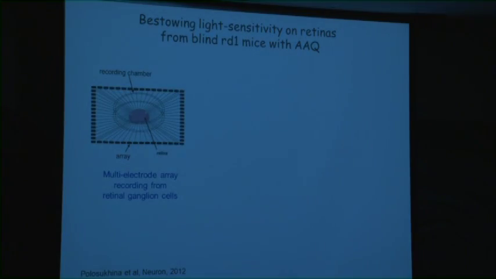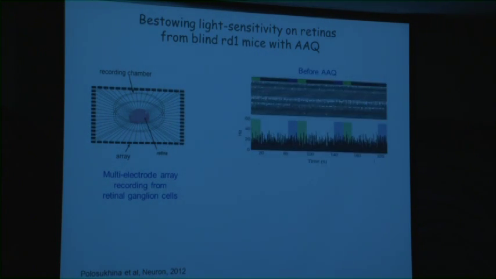So of course, this then becomes an approach to restoring light sensitivity to the retina. As I said, we use retina from blind RD1 mice where the photoreceptors are completely gone. We do recordings using a multi-electrode array with the ganglion cell side facing the electrodes in the array. And before adding our molecule, the retina is blind. And so you can see all these units, all these individual neurons, their activities are unaffected by changing the wavelength of light. And the average activity is flat as you go back and forth between different illumination conditions.